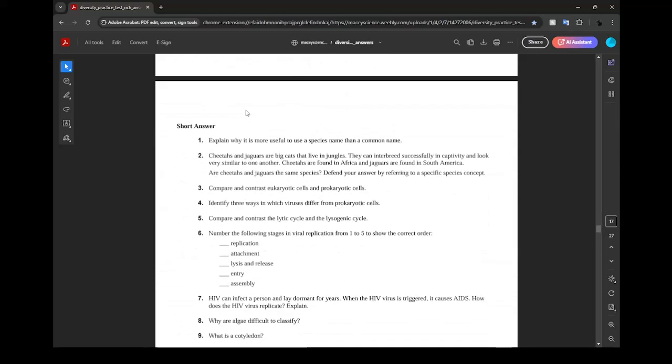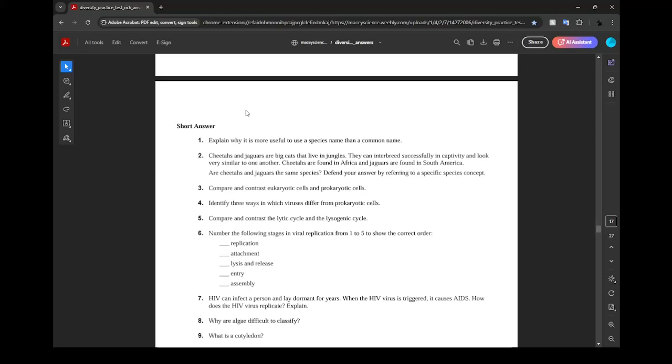Let's do one. Explain why it is more useful to use a species name than a common name. Okay. When we are scientists, or hopefully some of us, maybe we will go into bioengineering and go into pre-med or med school. When we address something in the hospital and we say, hey, there's a dog that's sick, we know nothing about it. What type of dog? We don't know what type of medicine to put on it. We don't know how we should cure it, and we don't know if it has some type of genetic disease.